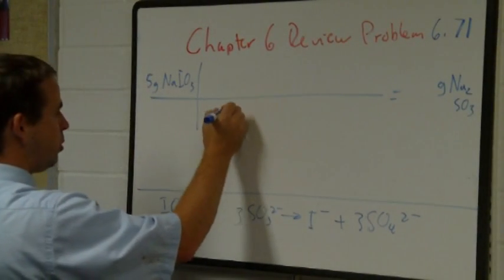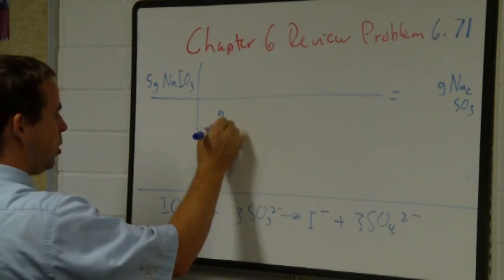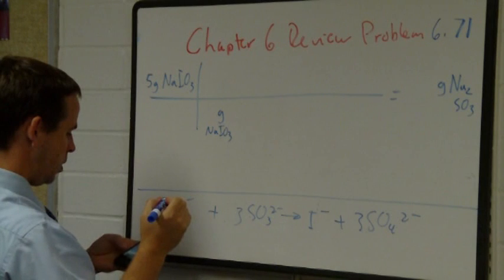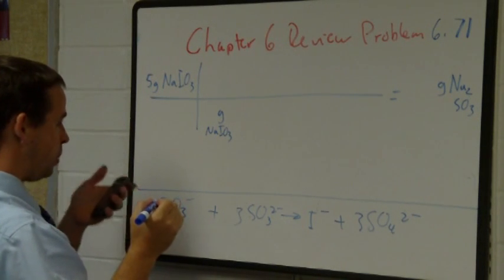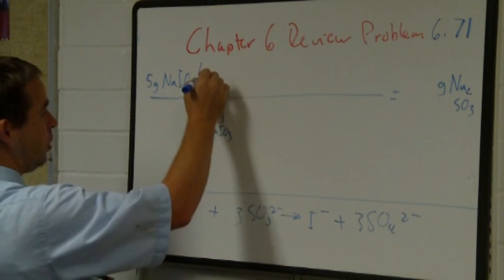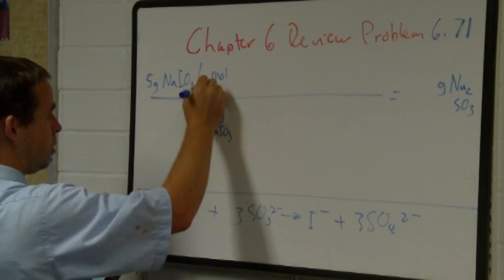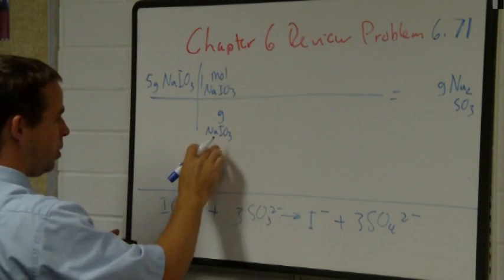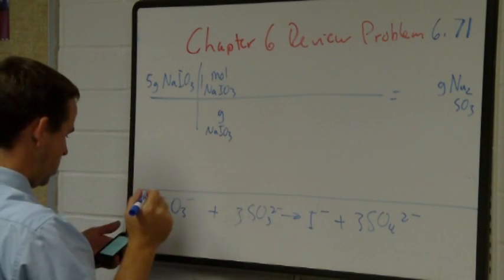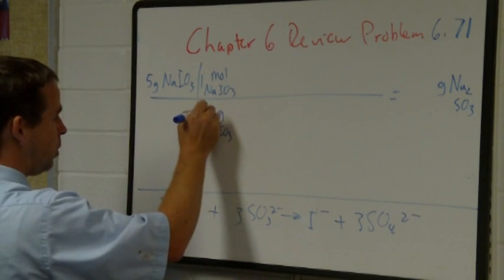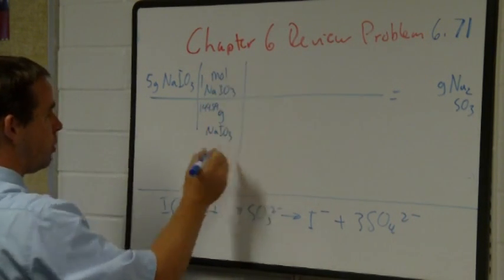How many grams of NaIO3? So what we need to find here is the molar mass of sodium iodate. We need to know for every 1 mole of NaIO3, how many grams of NaIO3, right? And it looks like it's 149.89 grams for every mole.